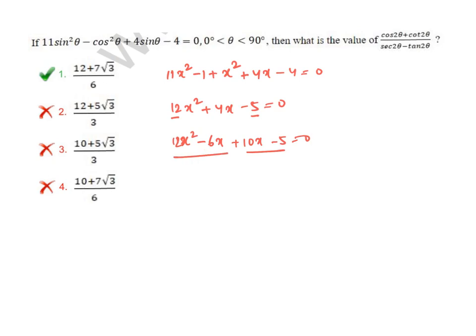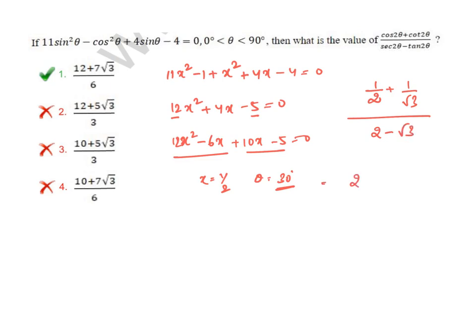From this clearly you can see 2x minus 1 is equals to 0, which means x is equals to 1 by 2, which means again theta is equals to 30 degrees. Cos 60 is 1 by 2. Cot 60 is 1 by root 3. Secant 60 is 2. Tan 60 is root 3.